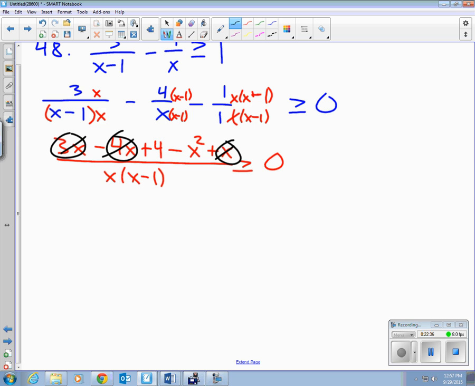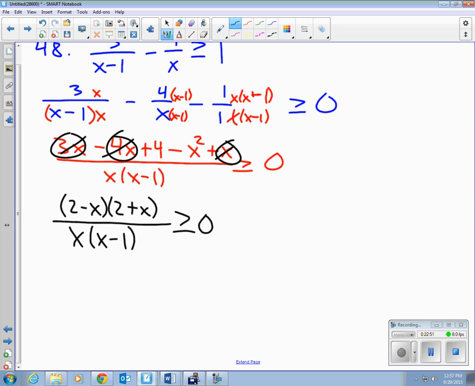Does that factor? 2 minus x and 2 plus x over x times x minus 1 greater than or equal to 0. How many zeros do I have? 4 zeros. I have negative 2. I have 0. I have 1. And I have 2. So how many columns will I have? 5.